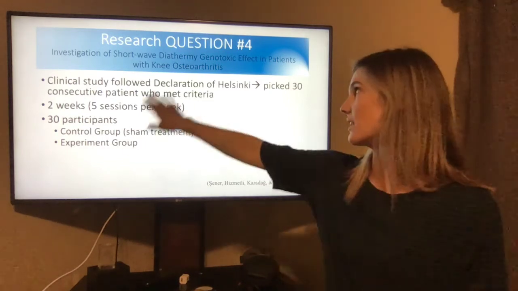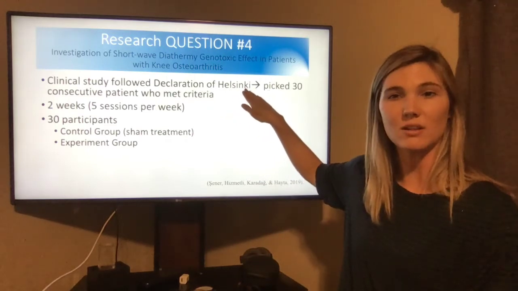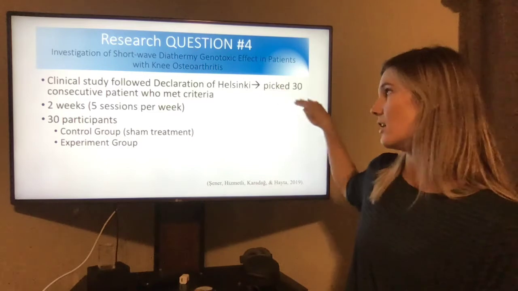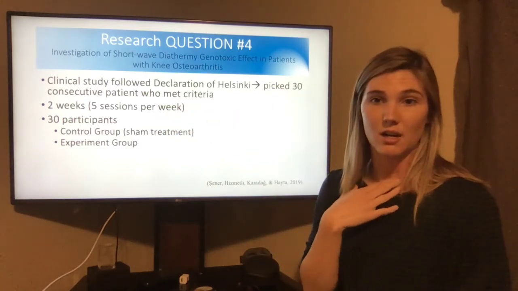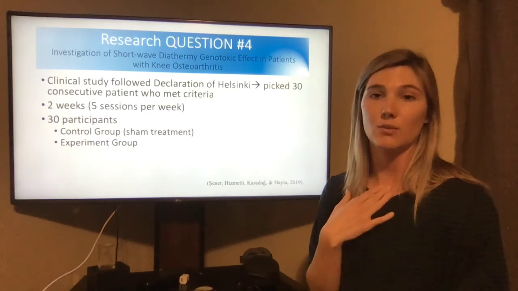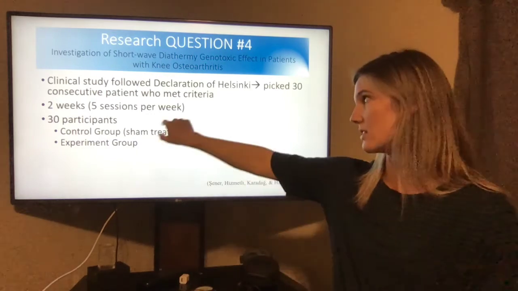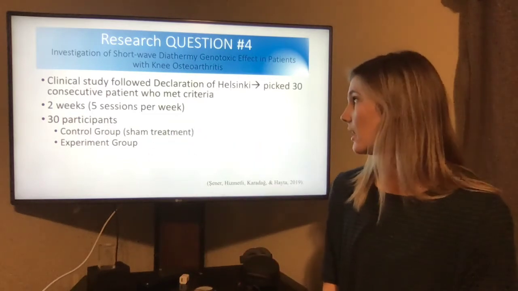They followed the Declaration of Helsinki, which is about ethics, so it's about doing clinical trials and being ethical. So they picked 30 consecutive patients who met the criteria of the ACR, which is the American College of Radiology diagnosis criteria for osteoarthritis in the knee. It was a 2-week study, 5 sessions per week, and there were 30 participants.